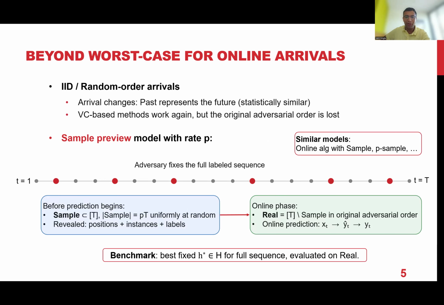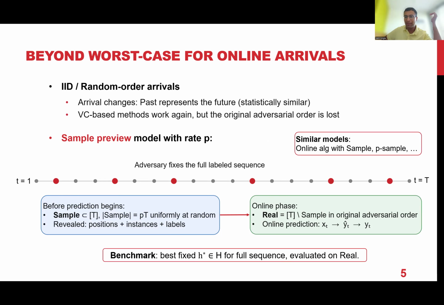More formally, before the prediction begins, you are revealed a sample of size exactly pT, uniformly at random. So on average each point is revealed with probability p, and you're revealed its position, its instance, as well as its label. Then the online phase begins, where all the remaining requests, which I'm calling the real requests, meaning all the T requests minus the sample, arrive in exactly the original adversarial order. So there's no stochasticity on that. They arrive in the same order, and then you play the same online prediction game.